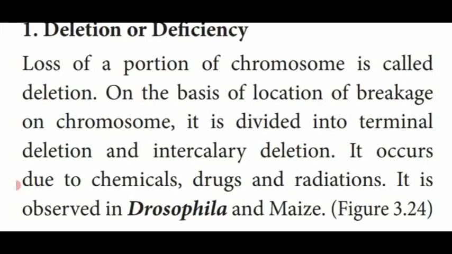This loss of a portion of a chromosome takes place due to breakage on the chromosome. This breakage takes place in two regions. One is the terminal, that is the tip region. Another one takes place in the middle region or intercalary position. So due to this, it is divided into terminal deletion and intercalary deletion.